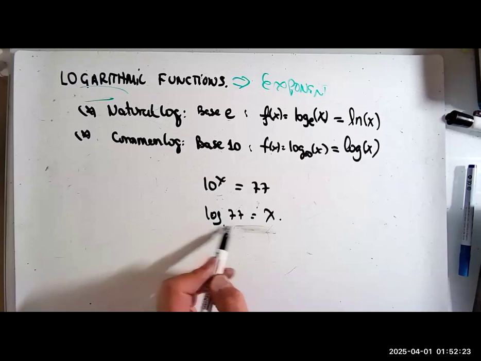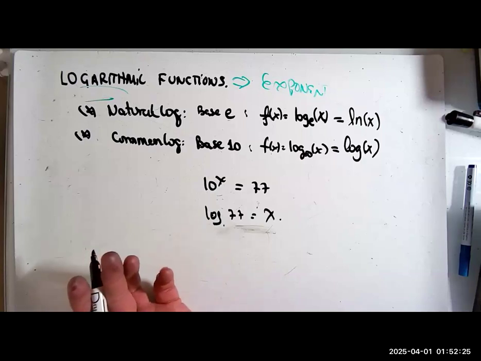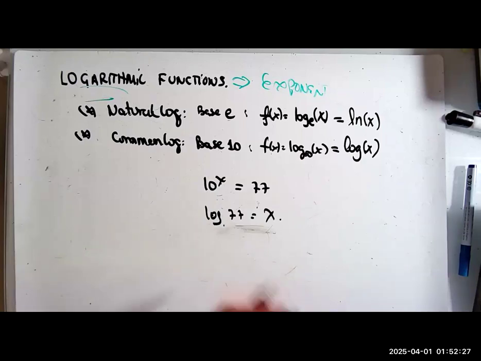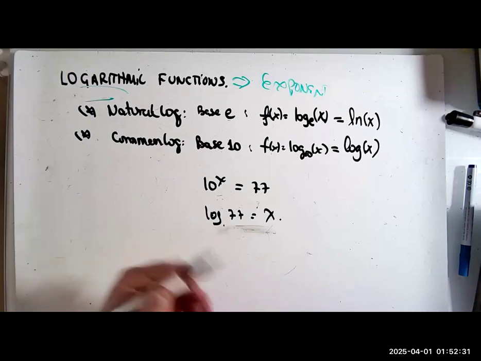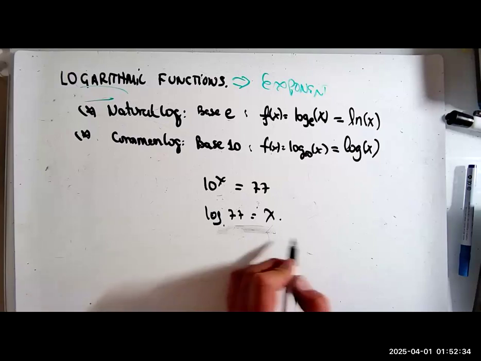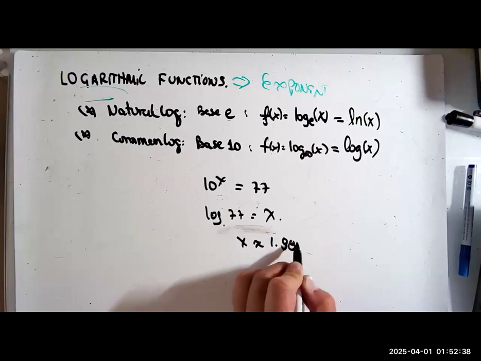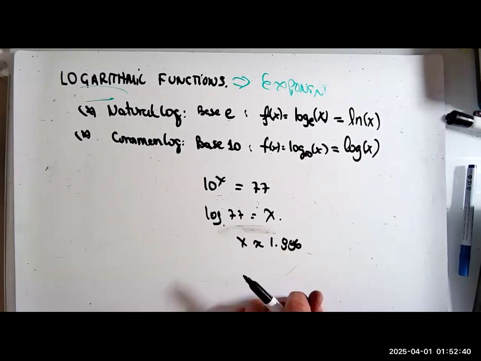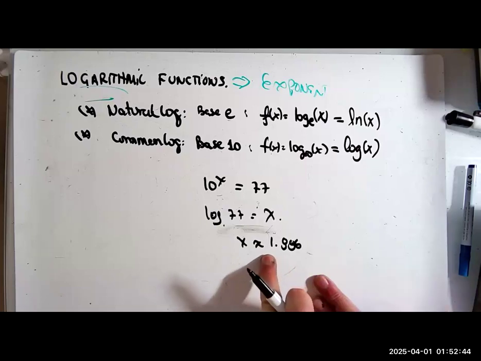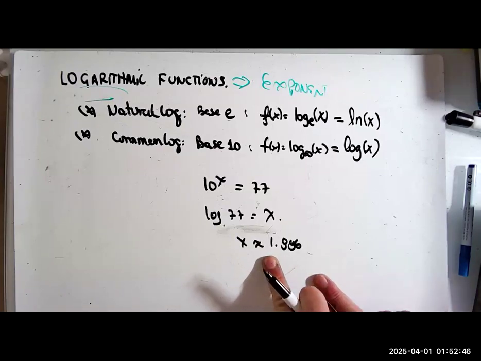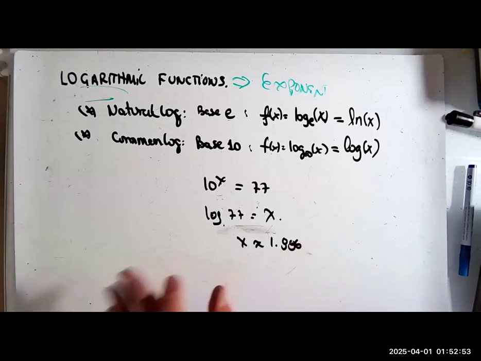You just simply press log of 77, and you will get just about 1.88. In this case, x is approximately 1.886. That's good enough. Okay, so if I do 10 and I raise it to this number, it will be 77. Okay, thank you.